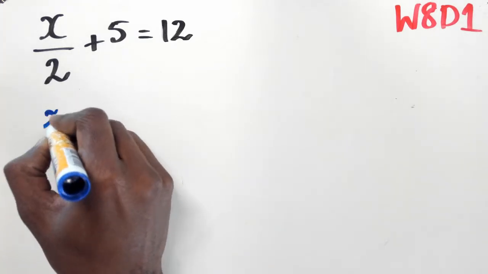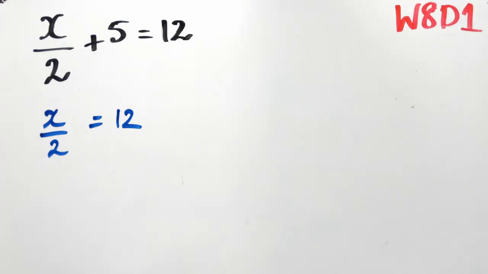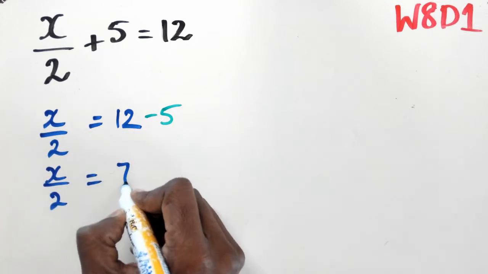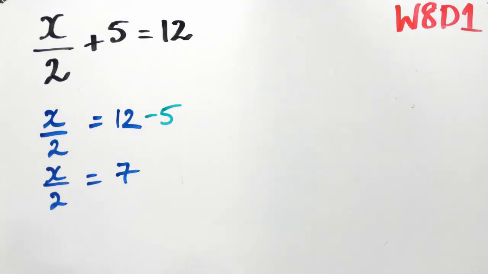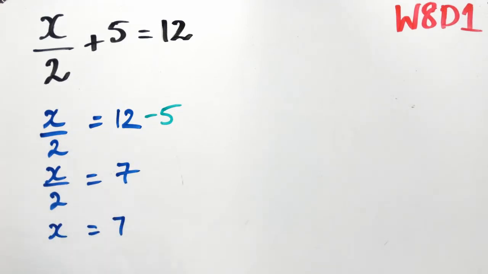So here I've got x over 2. So when I take 5 to the other side, it would become minus 5. And so what I'm ending up with is x over 2 equals to 7. So at this point, I want to get rid of the 2. So I can write this as x equals to 7 multiplied by 2, which means my answer is going to be x equals to 14. So that's one way of doing this.